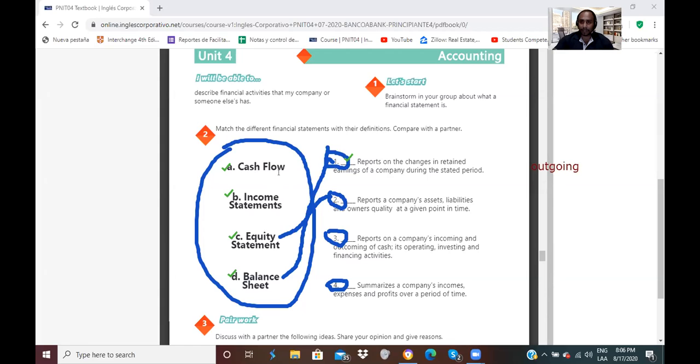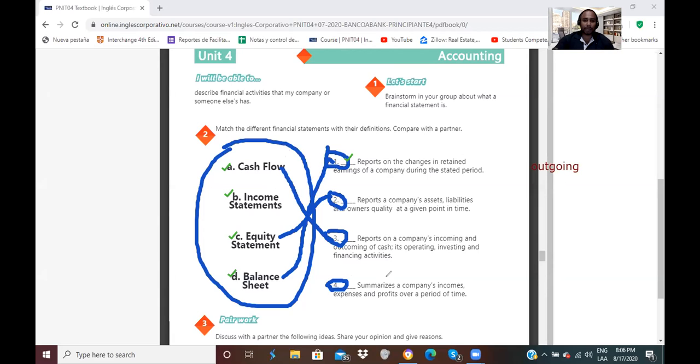Which one would it be? Cash flow. Cash flow, very good. That is correct.